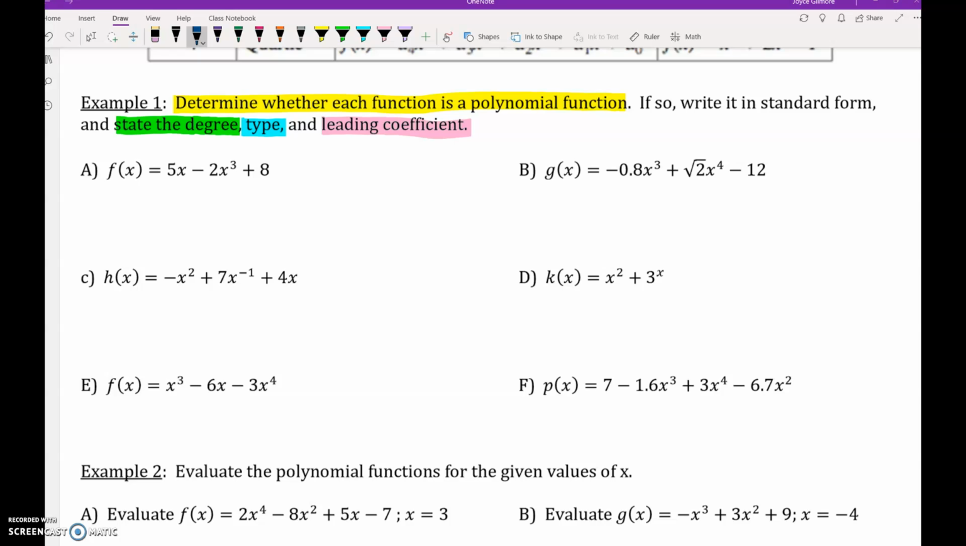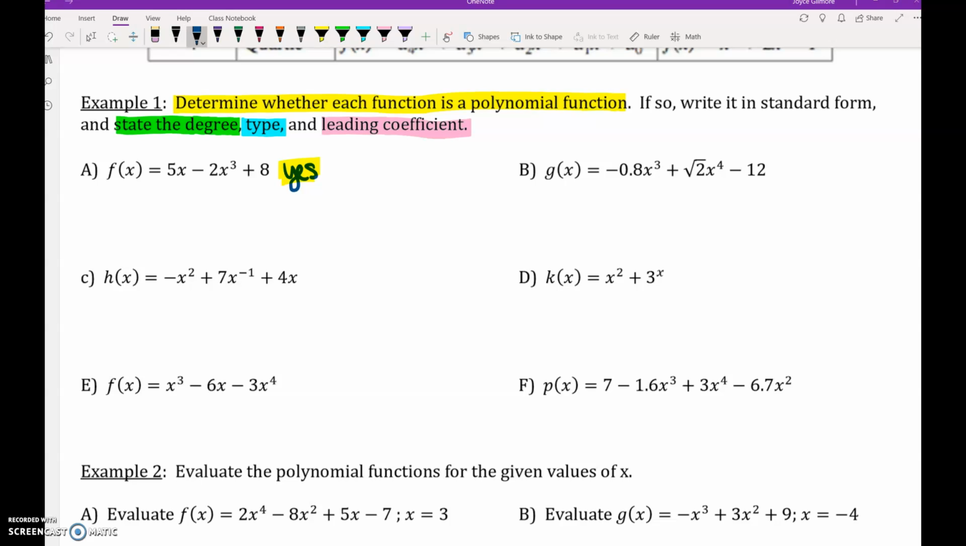So for A, first we need to decide, is it a polynomial? Take a look at 5, -2, and 8. Are those all real numbers? Yes. Look at the exponents. We've got 1 and 3. Are those all positive whole numbers? Yes. So yes, this is a polynomial.